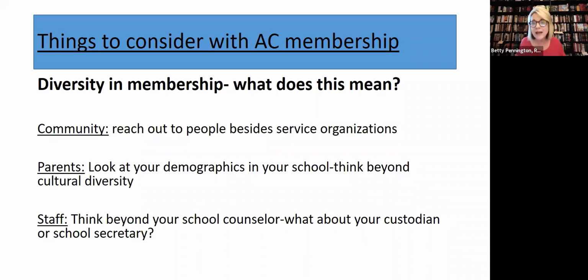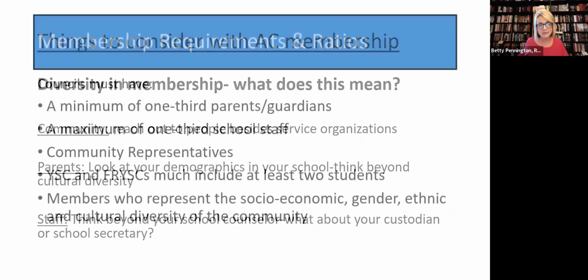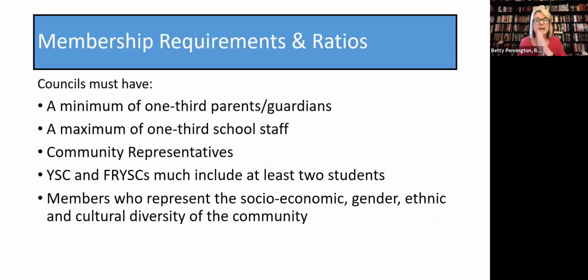Do I have any questions yet about what we've talked about? Okay. All right. Let's look at the next slide, please. Membership requirements and ratios. There are two sheets in section 3 that I want you to look at. One of them is that ratio sheet, and another one is tips on recruiting members.